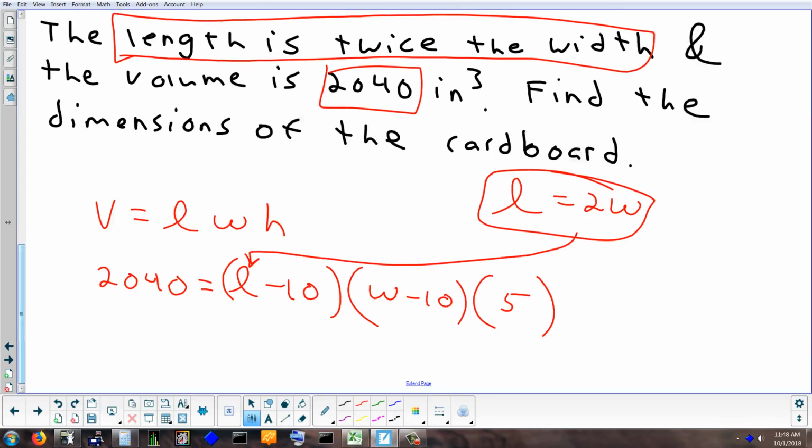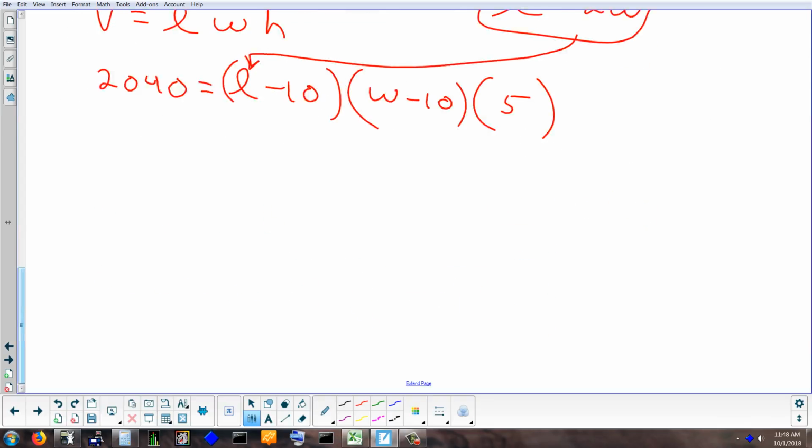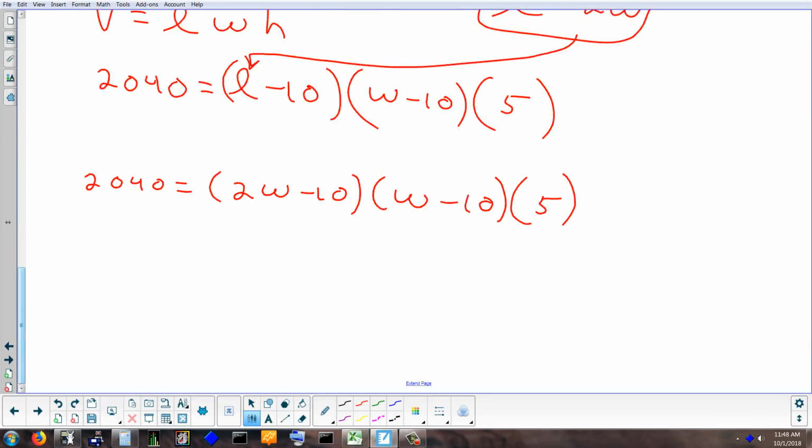Right there. Once I do that, all I'll have is a W. So 2040 equals 2W minus 10 times W minus 10. Now, there's a trick you can do here to make the numbers a little smaller. I'm going to show you what that is. If you don't mind big numbers, then just FOIL everything out the way it is. But 2W and 10 both have a 2 in common. So what you can do is that you can take a 2 out, leave everything else the same.